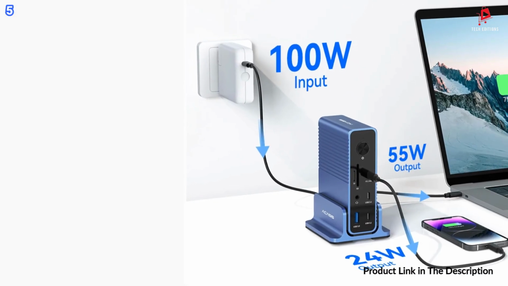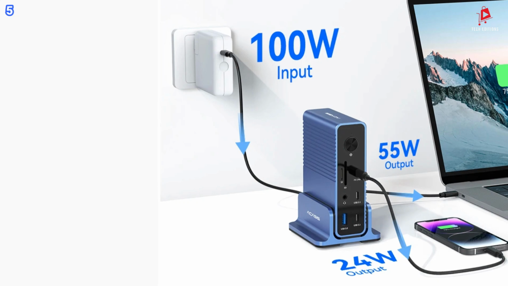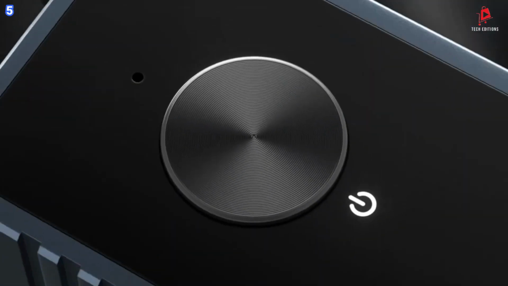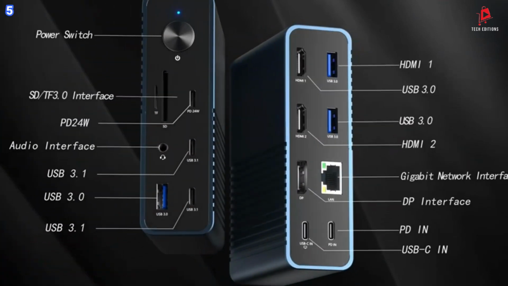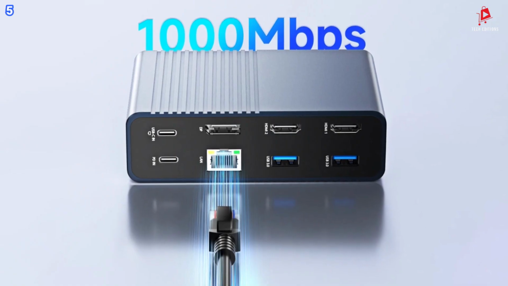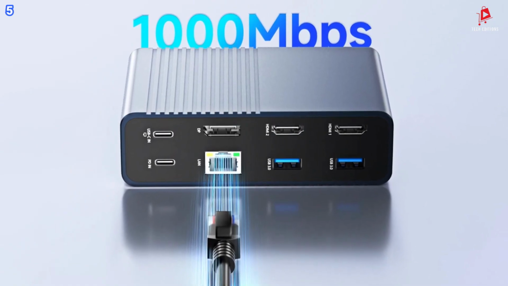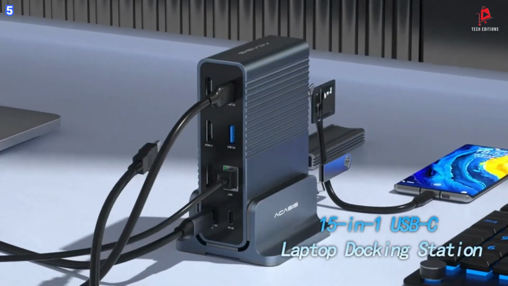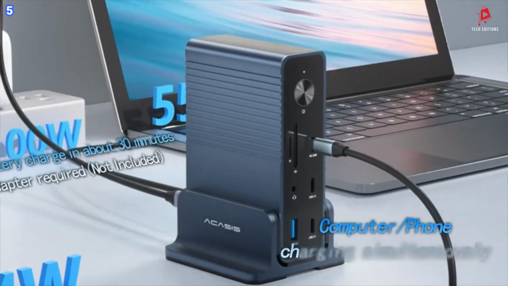The Acasis USB-C docking station also supports simultaneous charging, offering 55W for your laptop and 24W for additional devices, such as smartphones. To use the charging feature, you need to connect a compatible 60W to 100W USB-C power supply, which is not included in the package.